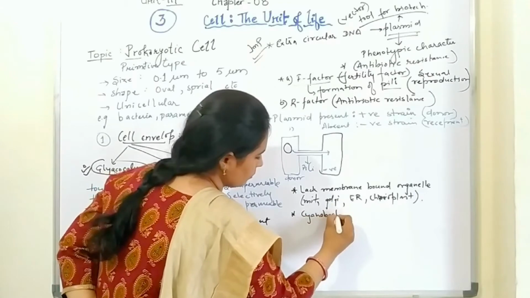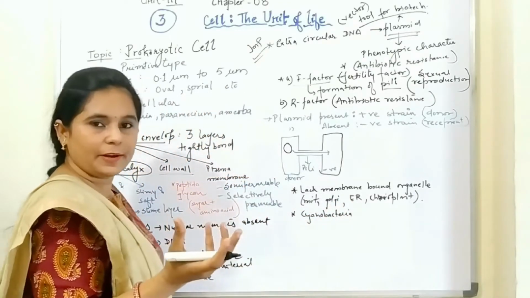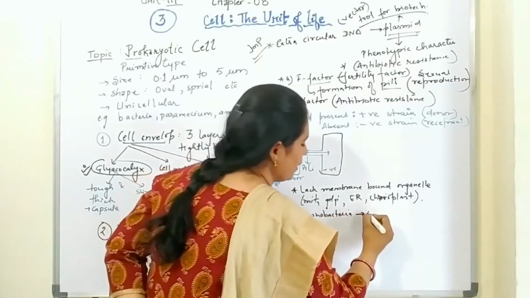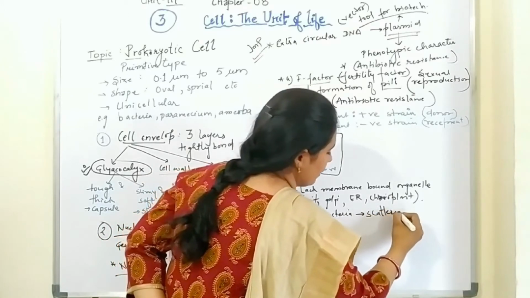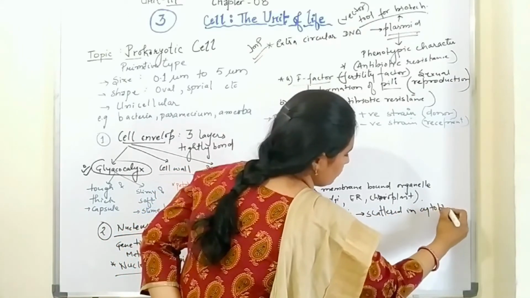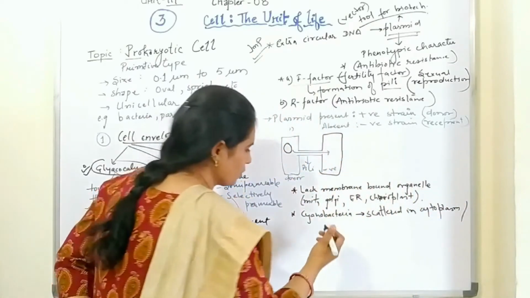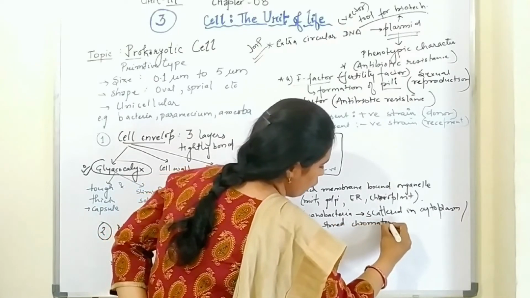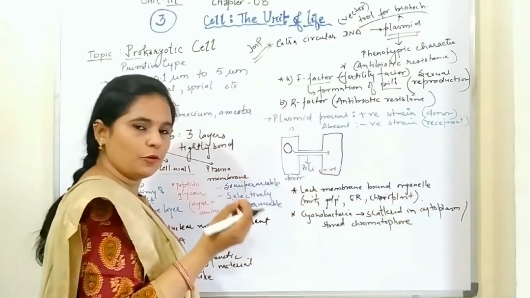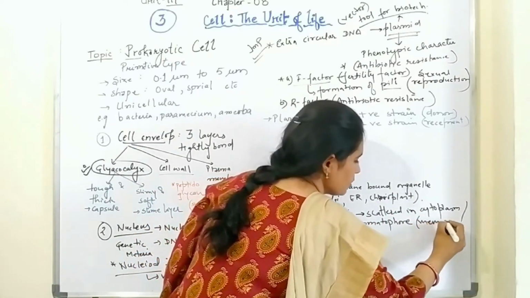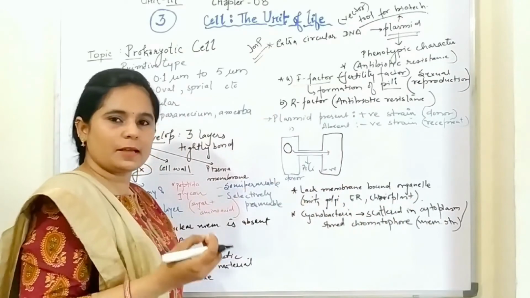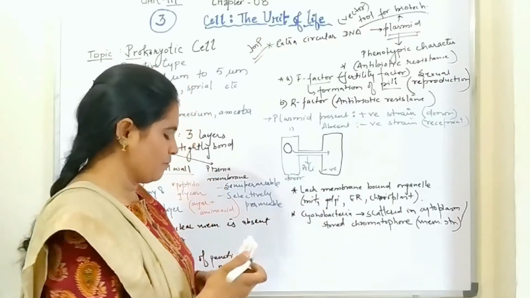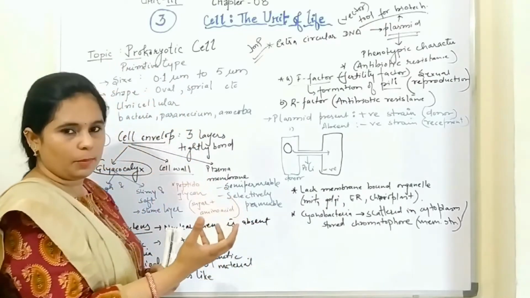cyanobacteria? In their case, you will find green pigments. So these green pigments are not present in the chloroplast. They are scattered in cytoplasm, or you will find these structures stored in chromatophore. So chromatophore is also a membranous structure in which pigments are present, and because of that it imparts color to the cyanobacteria. Next, let's talk about its diagram.